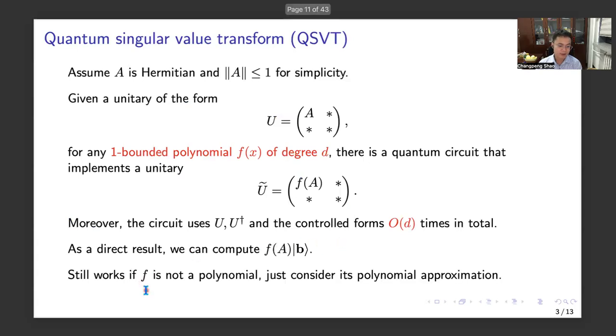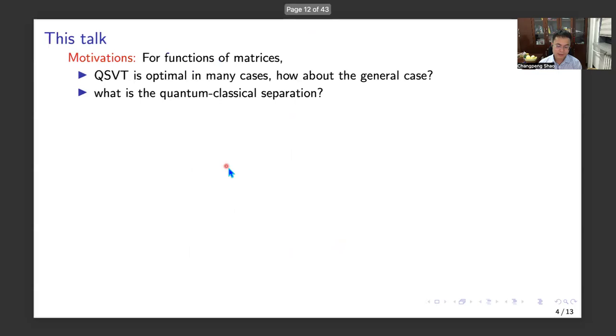Of course, this idea still works if f is not a polynomial, since we can just find a polynomial approximation of f. Indeed, for functions and matrices, if we apply QSVT, usually we will obtain optimal quantum algorithms. So it is interesting to know how about this in the general case.